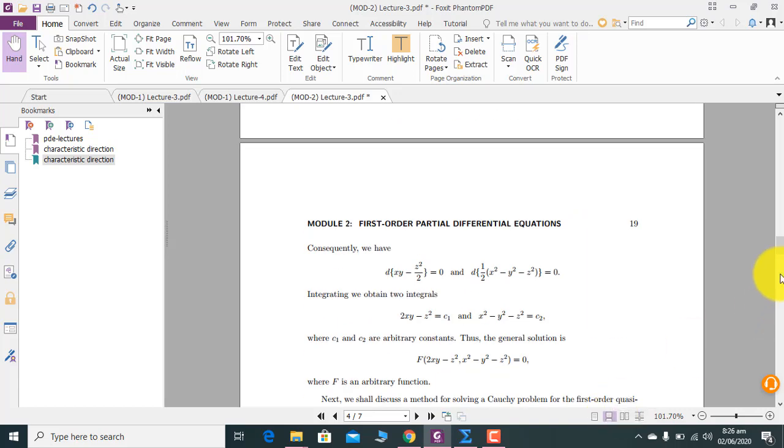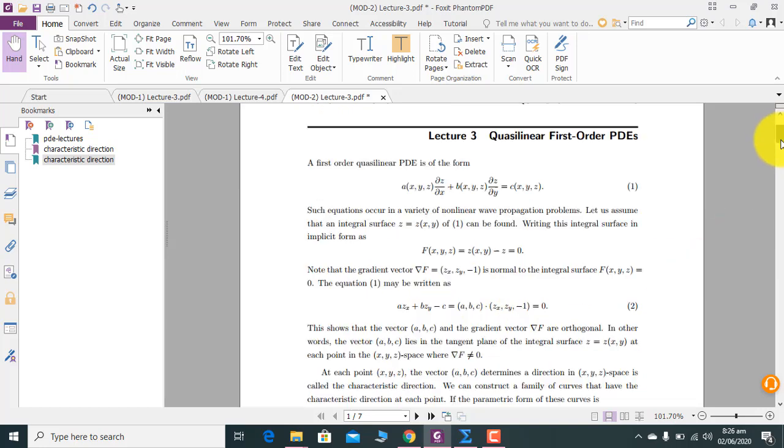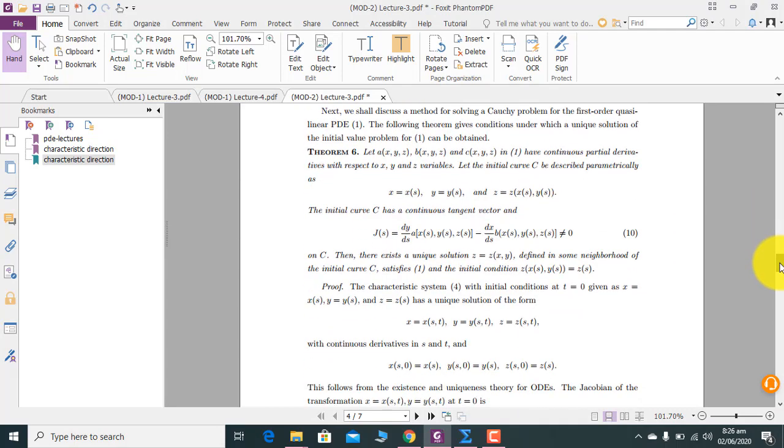What is your surface? Your surface is the solution z. Z is your required solution and this is the surface. So that surface passes through the initial curve, which is x of s, y of s, z of s. We don't know what the surface is, but we can still parametrically give the solution of z. Z depends upon x, y, and we will give x, y and z independently in terms of another parameter, which is t. So this is the initial curve. The initial curve has a continuous tangent vector, and we suppose that this quantity is non-zero, which is called the Jacobian.